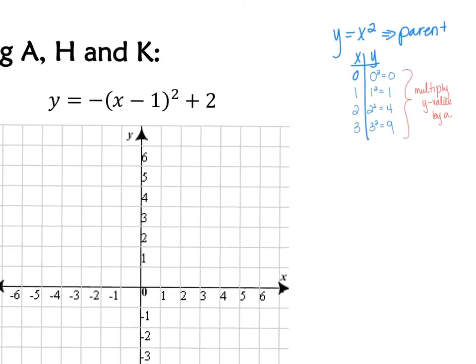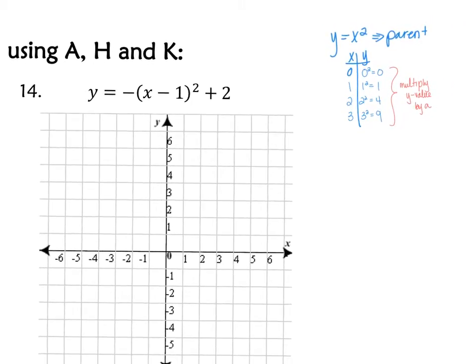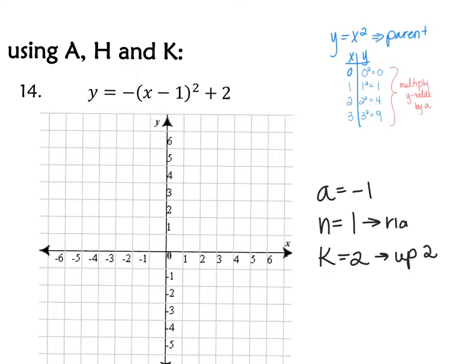So let's decide what our a, h, and k are in this particular example. Our a is -1, because there's a -1 right here. All right, and then our h, well, it's the opposite sign. So instead of -1, it's going to be a +1. And then our k is a +2, which means this is going to be going up 2. This is going to the right 1.